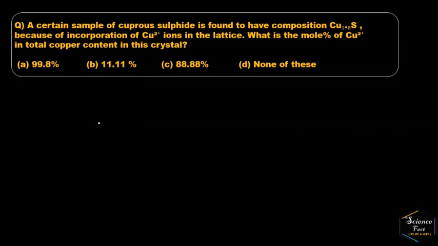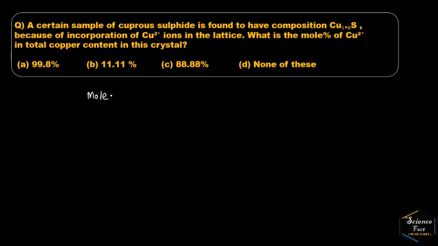Today I am going to solve a problem where it is given that a certain sample of cuprous sulfide is found to have composition Cu1.8S because of incorporation of Cu2+ ions in the lattice. What is the mole percentage of Cu2+ in total copper content in this crystal? To solve this problem, you should know the molecular formula of a pure compound of copper sulfide.